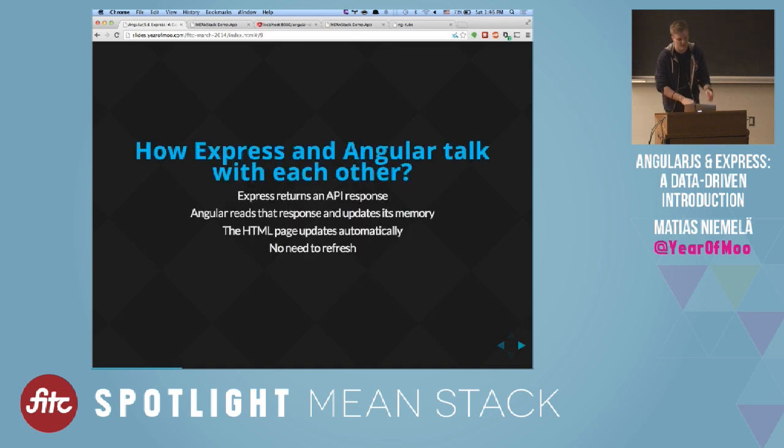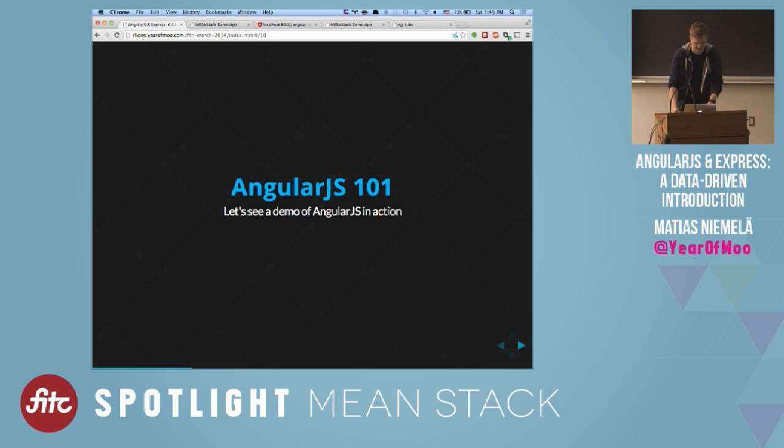So how does Express communicate with Angular? Well, I've already mentioned this, that there's an API. Angular reads that, it takes the data, puts it into its memory, and then the template interacts with that data and updates the page. So now let's see a demo of this in action.